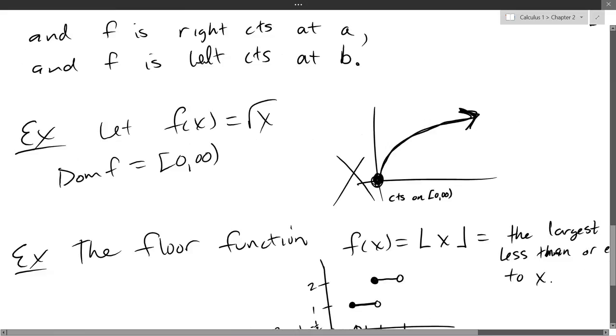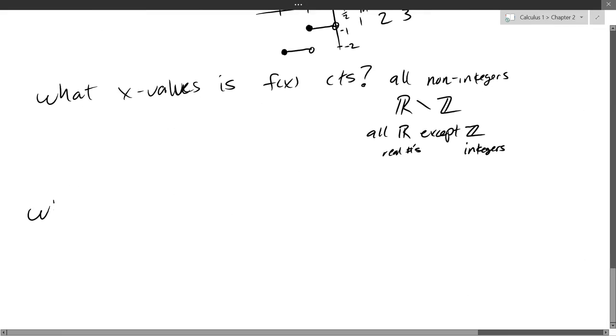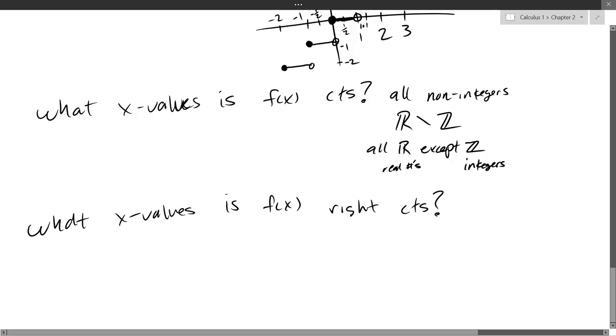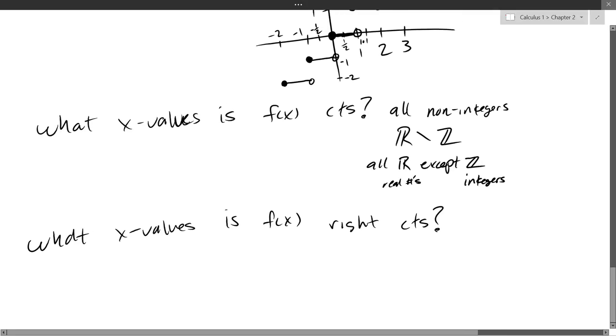So we'll do right continuous first. So already I could say all non-integers it's going to be right continuous for. Because if you're continuous, you're going to be right continuous. Continuous is a lot stronger. It means both sides, you have the limit matching on both sides. So let's just write down the ones that are right continuous but not continuous.